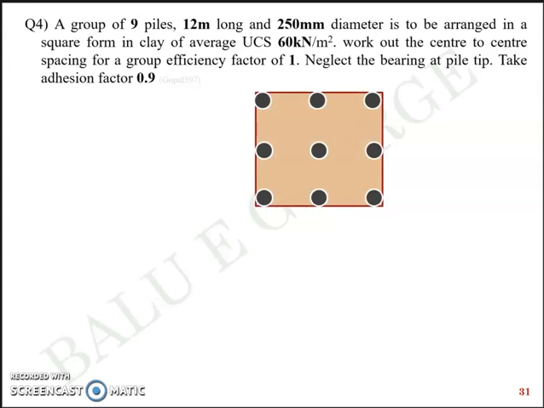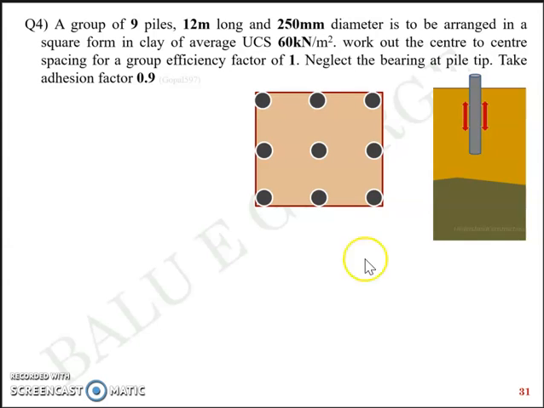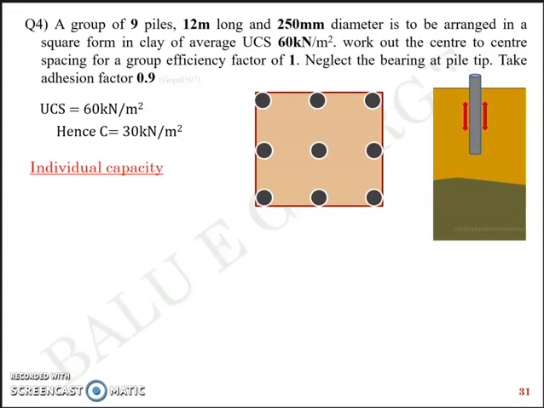Now, of course, you have the 9 piles arranged like this, and it's skin friction because you're asked to neglect the end bearing at the pile tip. So you're assuming that the pile does not rest on a hard strata. Instead, it's completely frictional or adhesional in this case. Anyways, since the UCS is given as 60 kilopascal, you get the cohesion as 30 kilopascal. So case number 1, you assume mobilization of individual capacity, which means each pile act individually.